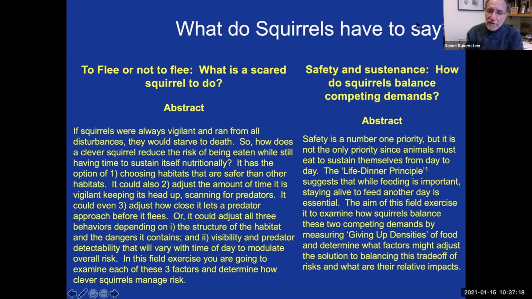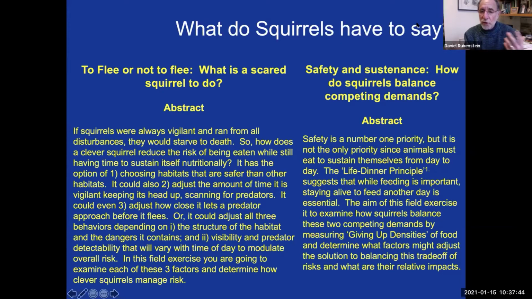And so this one is you put a bowl out with food in it, and you hide the food in sand or leaves or gravel or twigs. And the animal's going to have to work at it. And as it eats the food, it gets harder and harder to find the next one. At some point, it just gives up. So what factors might adjust the solution to balancing this trade-off between staying for another food item that's getting harder and harder to get, as opposed to just leaving and hoping to find another food item?